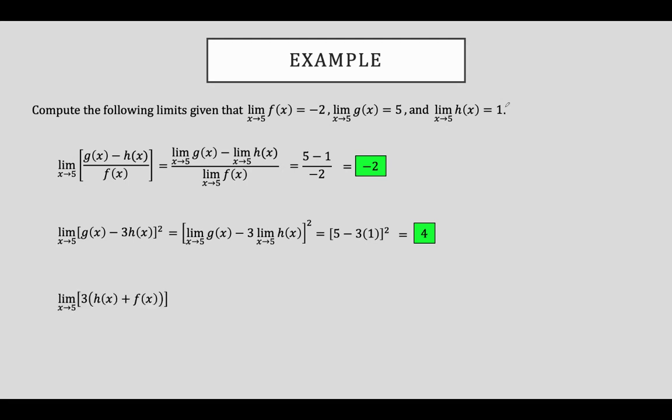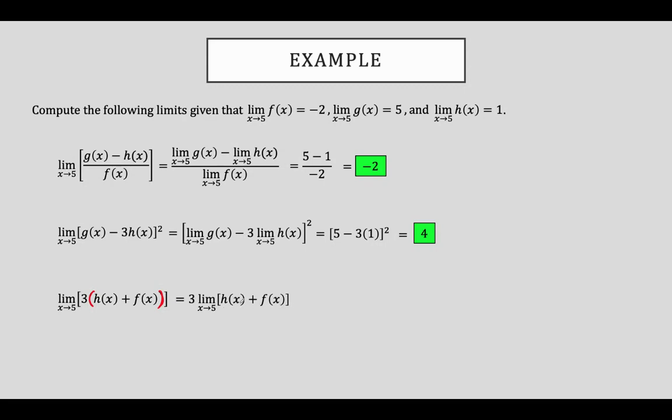One more here. The limit as x approaches 5 of 3 times h of x plus f of x. And notice right here, this 3 actually belongs to the entire quantity h of x plus f of x. All right, so a couple different ways you could consider thinking about this. Sure, you could absolutely distribute this 3 to both of these terms. Another option here is to factor out the 3 constant multiple from our limit to begin. Here, I have done that. 3 times the limit as x approaches 5 of h of x plus f of x.